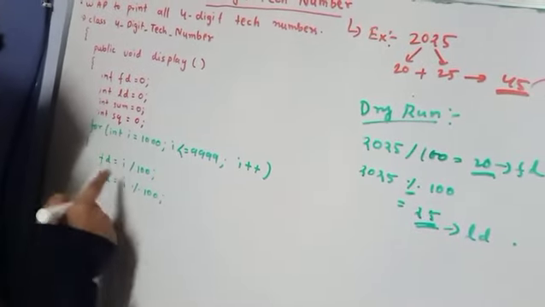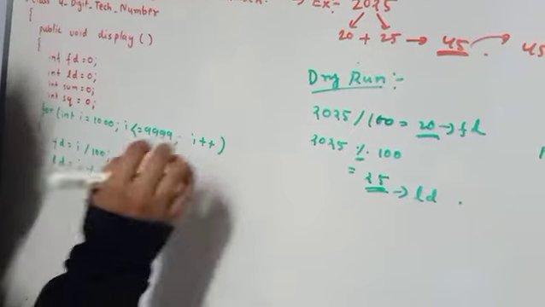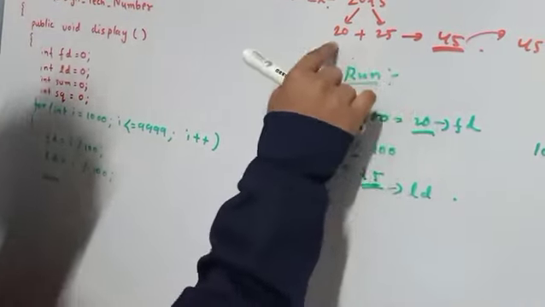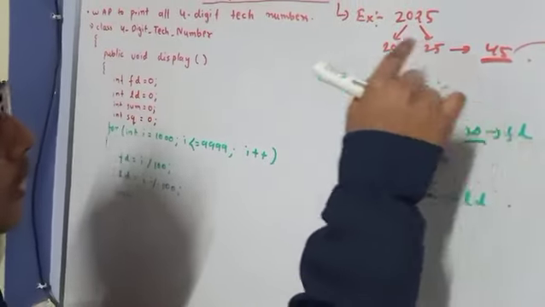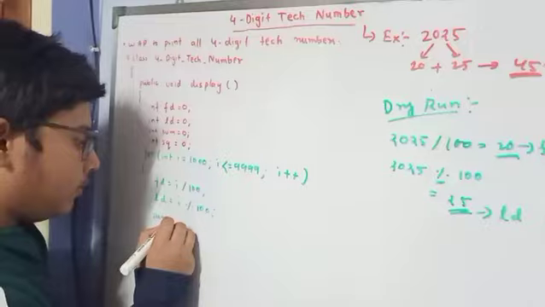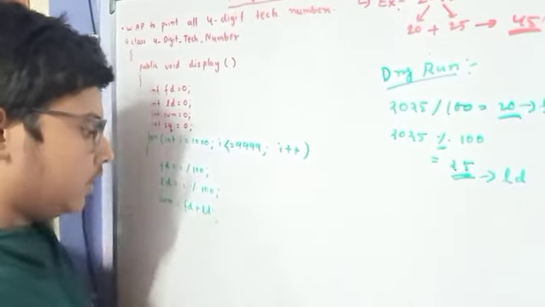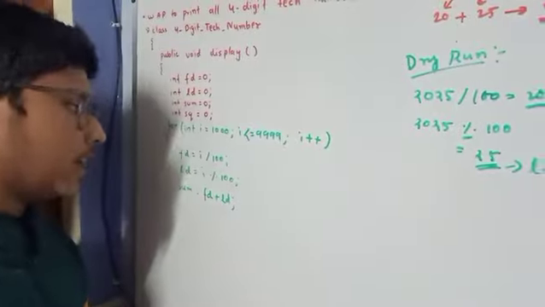Now you will find the sum. You will find the sum of these two as it has been done earlier. 20 plus 25 equals 45. This is the first 2 digits, last 2 digits and their sum. So sum will be equal to first 2 digits plus last 2 digits. So we have also found the sum.